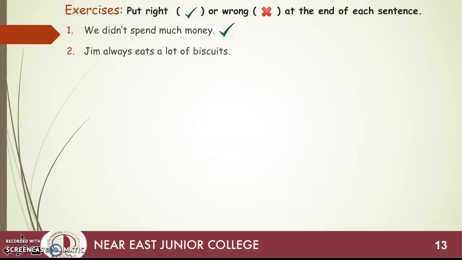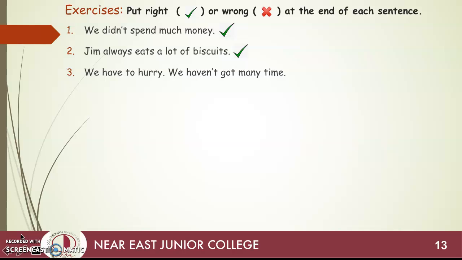Number 2. Jim always eats a lot of biscuits. Again, this sentence is correct. This is a positive sentence and we can count biscuits. We use a lot of or lots of. Remember, we can use a lot of with countables and uncountables in positive sentences.